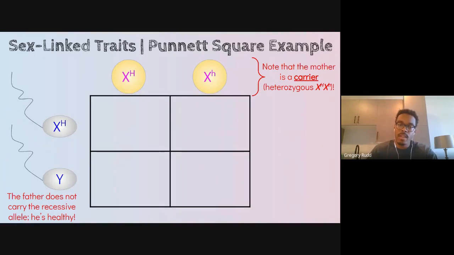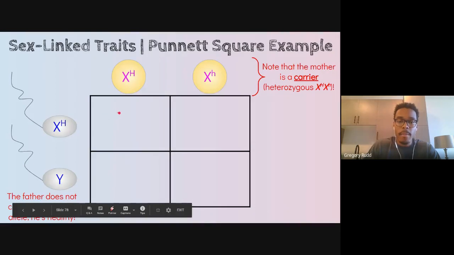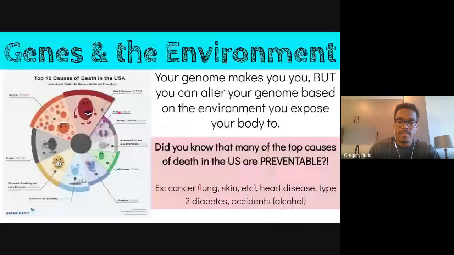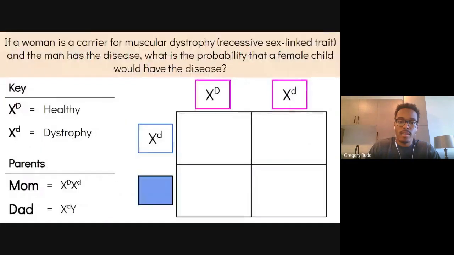Okay. Now we're actually going to perform our cross. So when we do our cross, what do we put in this top left box? What genotype goes in that top left box? XH, dominant. We get a homozygous dominant. We should end up with 2 capital H's. Hold on. Let's go back for a while.